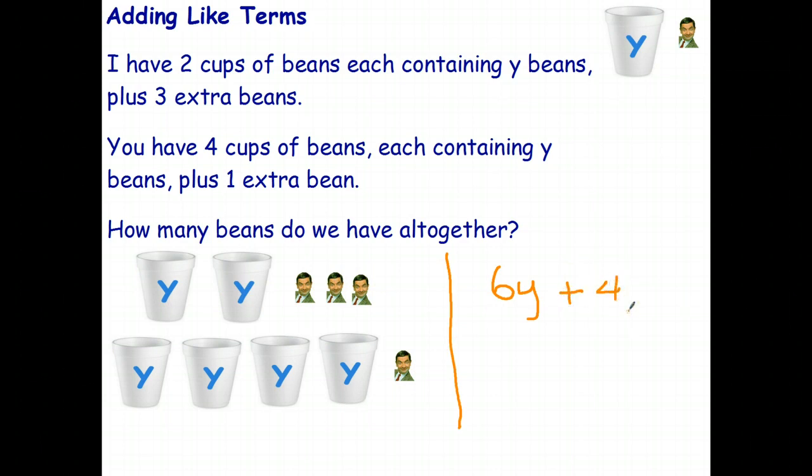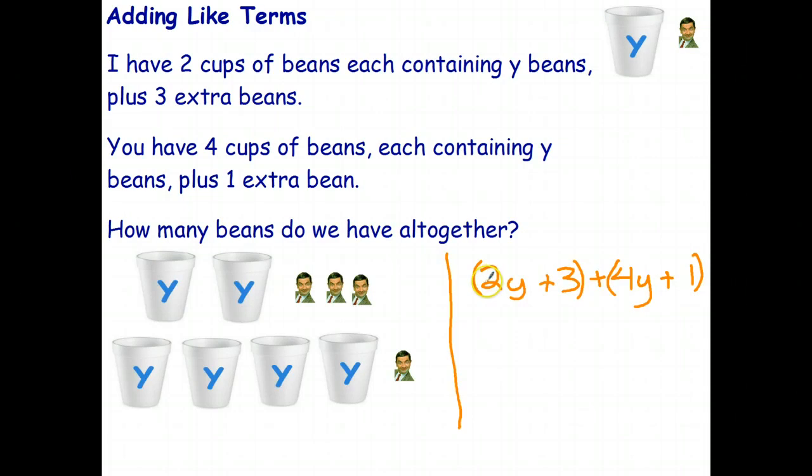So what we actually did, in fact, I'm going to erase that and show the working. My number of beans is 2y plus 3. Your number of beans is 4y plus 1. I'll bracket those, because that's how they were grouped, and I've got to add those together. You don't need the brackets, I just prefer to write it to show how they were grouped.